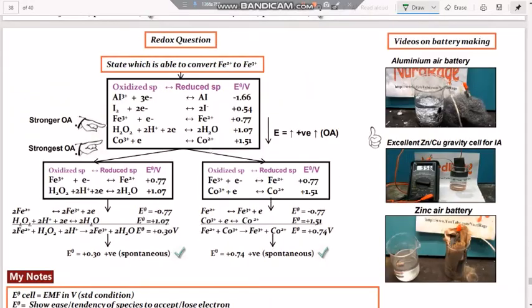Let us observe a few things. Redox reactions. State which is able to convert Fe2 plus to Fe3 plus. So here we have competitive reactions. Aluminium is there, iodine, Fe3 plus, H2O reaction, cobalt reaction, all these things. If E value is positive, that is called an oxidizing agent. A strong oxidizing agent will have more positive values.